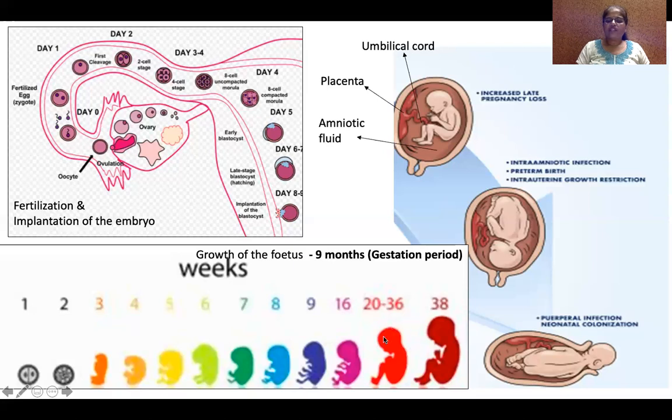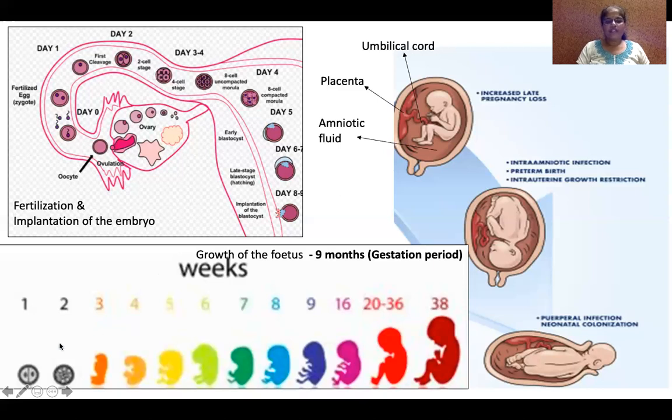At the end of the 9 months, the fetus grows in the uterus of a woman for 9 months. That is called the gestation period. These 9 months, where the embryo develops into a small baby, are called the gestation period. Because of the fertilization, for 9 months women won't have a menstrual cycle. Once fertilization happens, the menstrual cycle stops till the date of delivery.